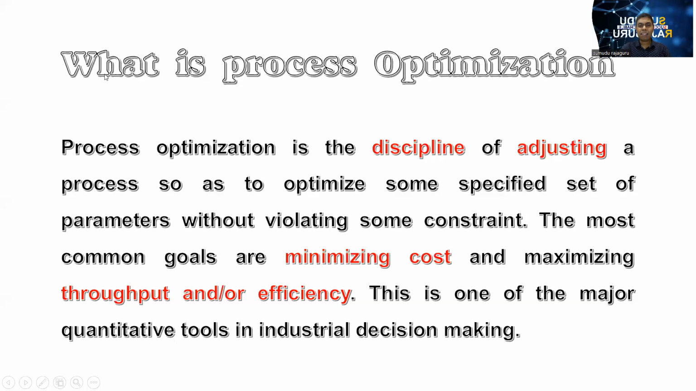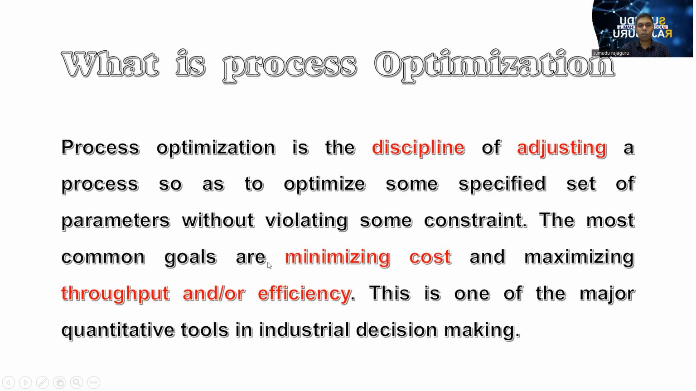Then this is the definition. What is process optimization? Process optimization is the discipline of adjusting a process so as to optimize some specified set of parameters without violating some constraint. So this is a discipline to adjust the process, that we have to understand.